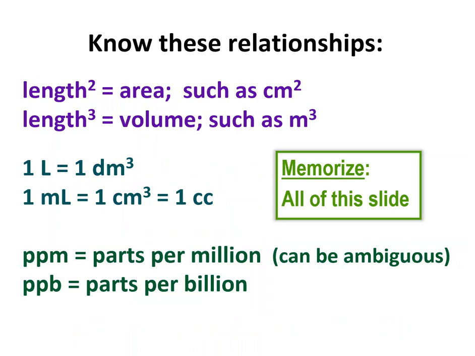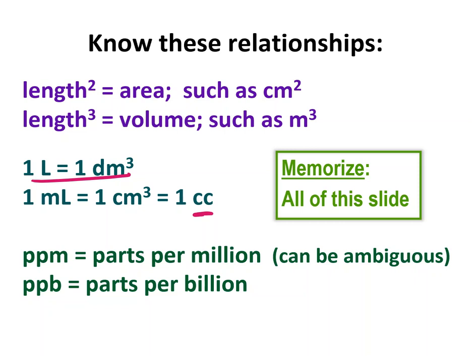Also, know these relationships, that if you have a length like meters squared, that gives you an area, or a length cubed, that gives you a volume. You need to know these relationships for metric, that a liter is defined as a decimeter cubed, and that means that a milliliter is a centimeter cubed. And this cc, you see in medicine sometimes, means cubic centimeter, so it's the same thing.